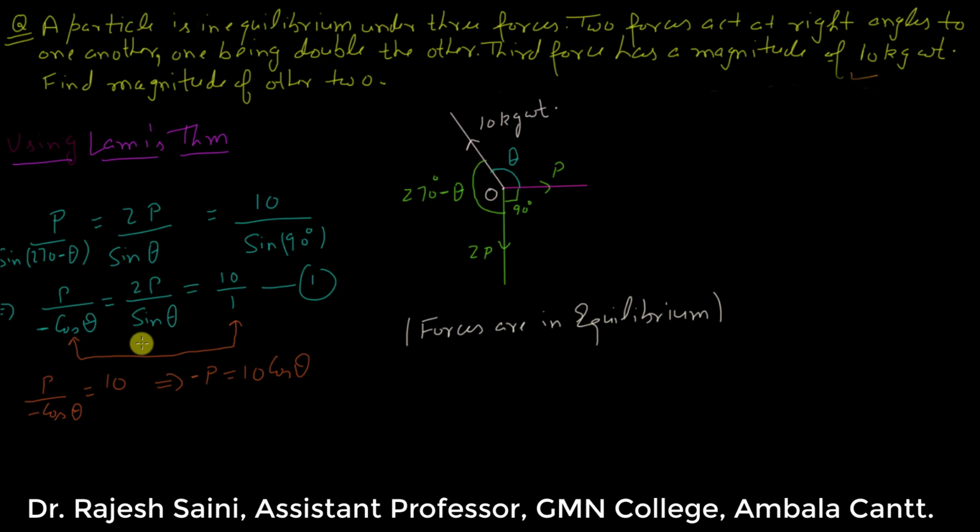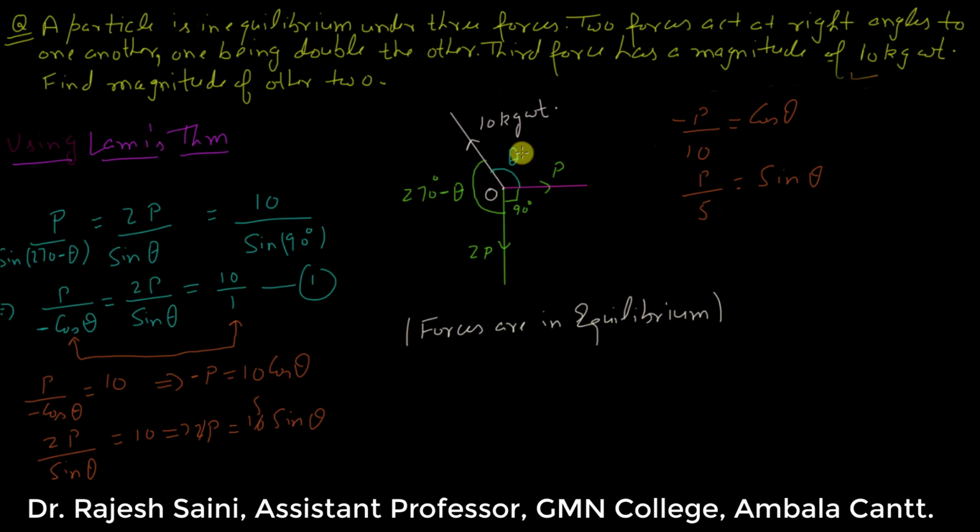Now taking second and third term, we get 2P sin theta, second and third, is equal to 10. This implies that 2P is equal to 10 sin theta. Now we have to find P. So from this we can write it as minus P by 10 is equal to cos theta, because we have to eliminate theta. Fine. And 2 to 2 will cancel out, it will be 5. So it will be P by 5 is equal to sin theta.